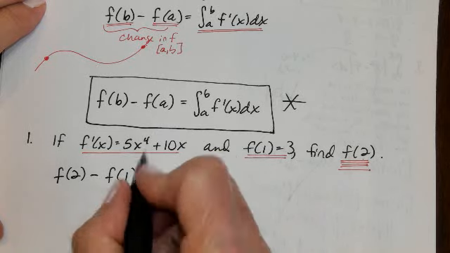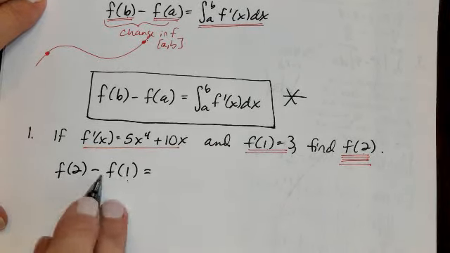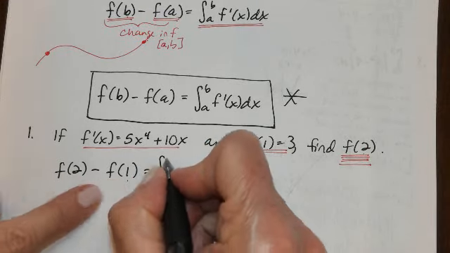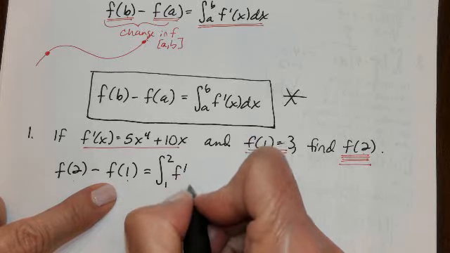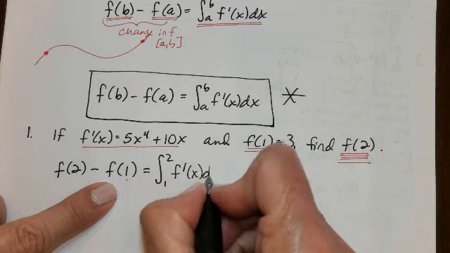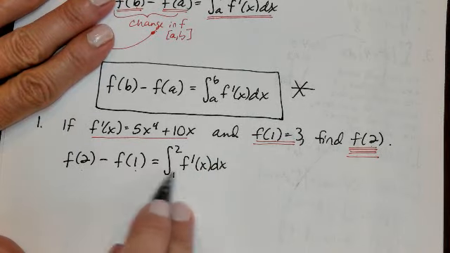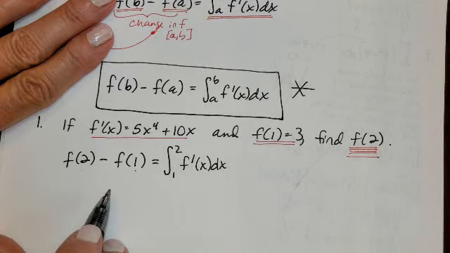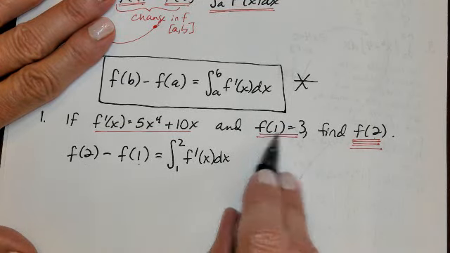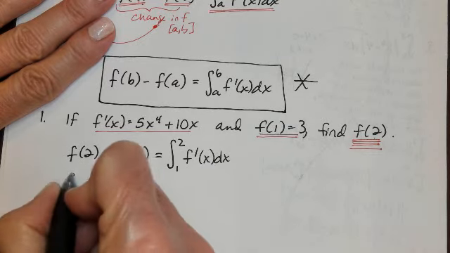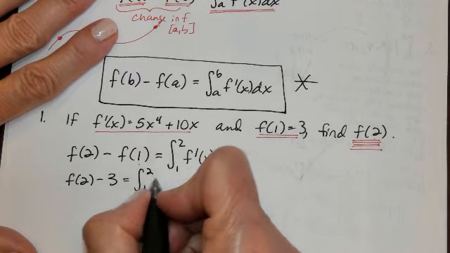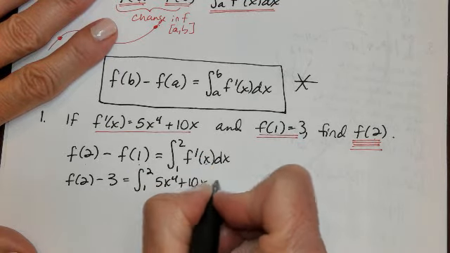That's what I know. That is equal to, so if you write this, there's only one thing that can go over here, you guys. The integral from 1 to 2 of f prime. Might be a t, might be a u, might be a v, whatever. This time it's an x. But this is our setup for using the first fundamental theorem. Okay? Now plug in what you know. We know that f of 1 is 3. We don't know f of 2. And we know that f prime is 5x to the 4th plus 10x dx.